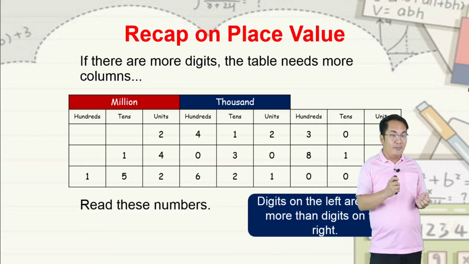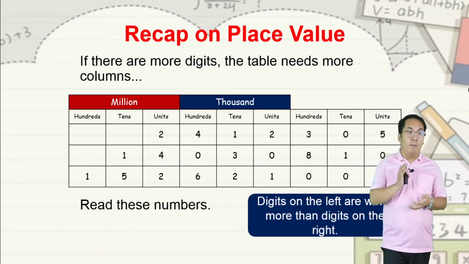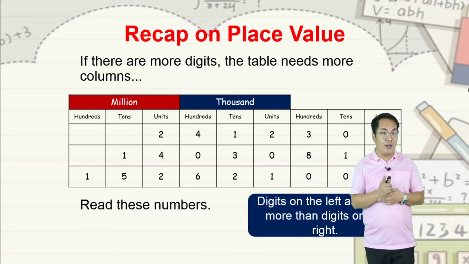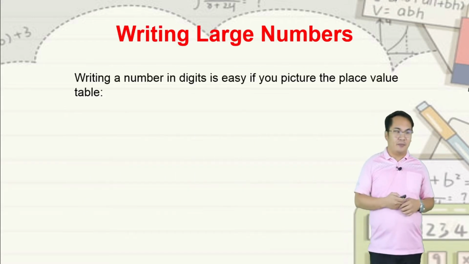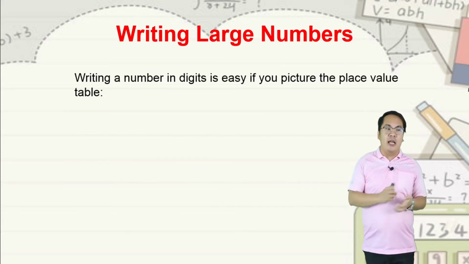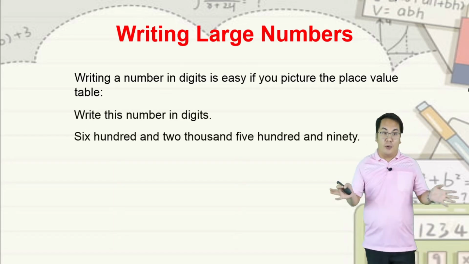Okay, so the digits on the left are worth more than digits on the right. That's just a big reminder for that. Clear? Okay. Writing large numbers in digits is easy if you picture the place value table, just like what we did a while ago.